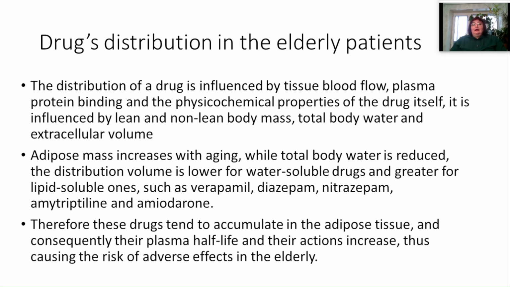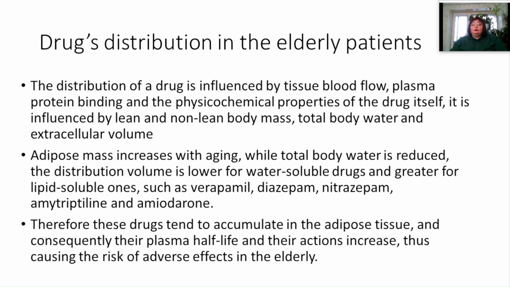Drug distribution in the elderly patient is the second stage in pharmacokinetics, and when we're talking precisely about it in more detail, the distribution of a drug is influenced by tissue blood flow, plasma protein binding, and the physicochemical properties of the drug itself. It is influenced by lean and non-lean body mass, total body water, and extracellular volume. Adipose mass increases with aging while total body water is reduced.